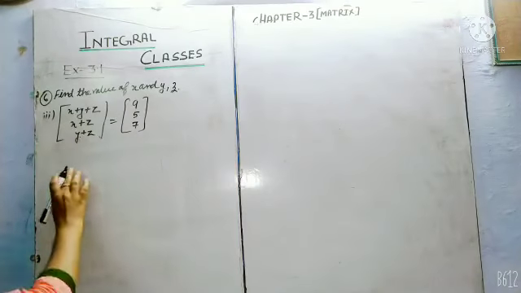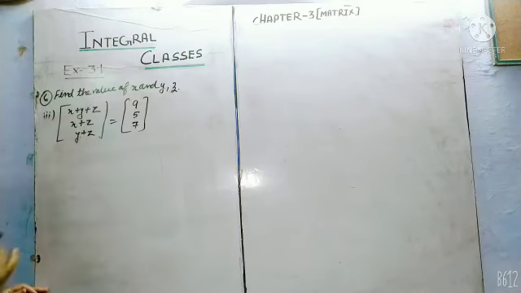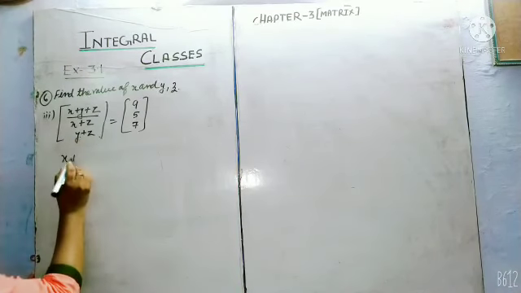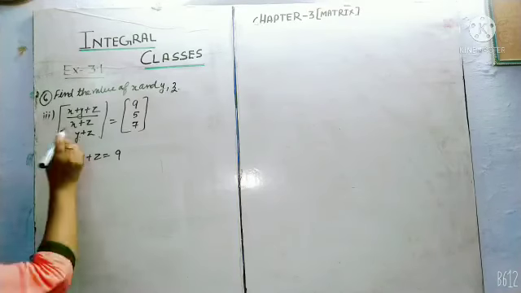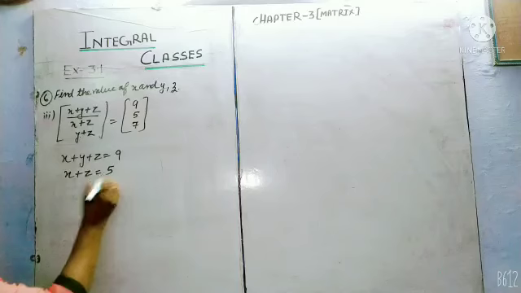Third part of question number 6. Again we have two matrices that are equal, so the corresponding elements are also equal. So we will count here, it is one element. It means x plus y plus z equals 9. Here x plus z equals 5.